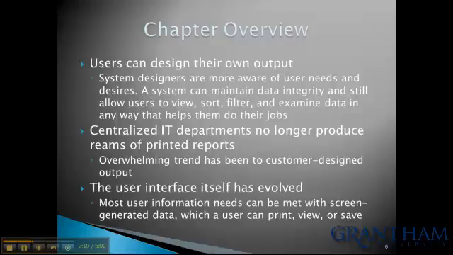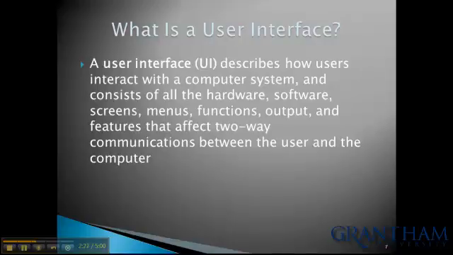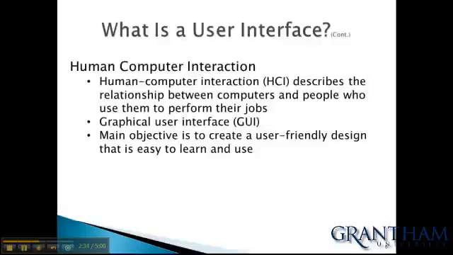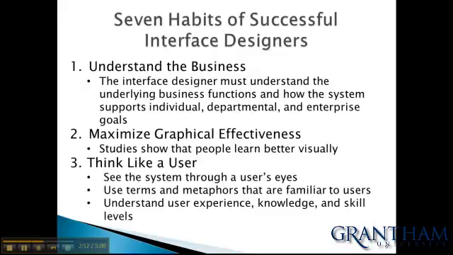The user interface itself has evolved. Most users' information needs can be met with screen-generated data, which a user can print, view, or save. A user interface describes how the user interacts with the computer system and consists of all the hardware, software, screens, menus, functions, output, and features that affect two-way communication between the user and the computer. Human-computer interaction, or HCI, describes the relationship between the computer and the people who use them to perform their job. With a graphical user interface, the main objective is to create a user-friendly design that is easy to learn and use.